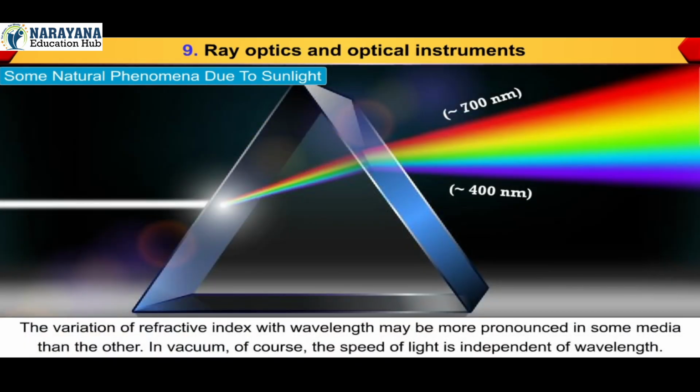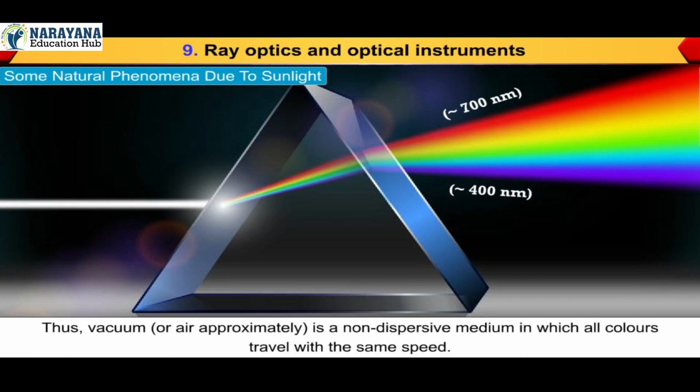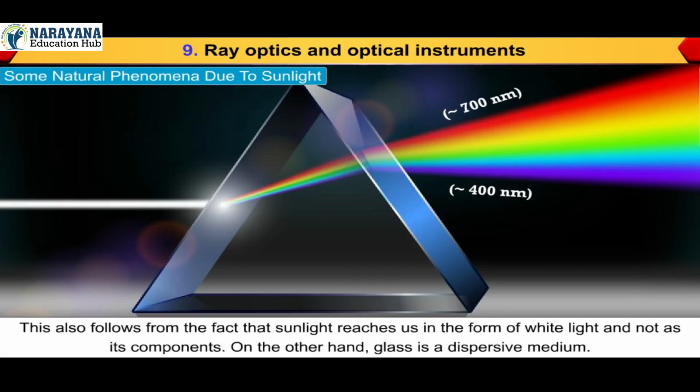The variation of refractive index with wavelength may be more pronounced in some media than in others. In vacuum, of course, the speed of light is independent of wavelength. Thus, vacuum or air approximately is a non-dispersive medium in which all colors travel with the same speed. This also follows from the fact that sunlight reaches us in the form of white light and not as its components. On the other hand, glass is a dispersive medium.